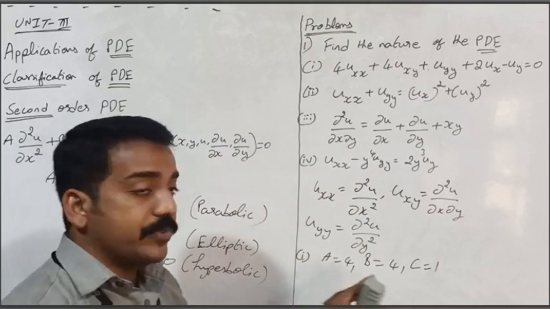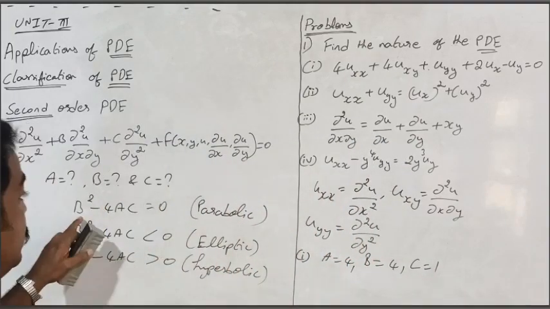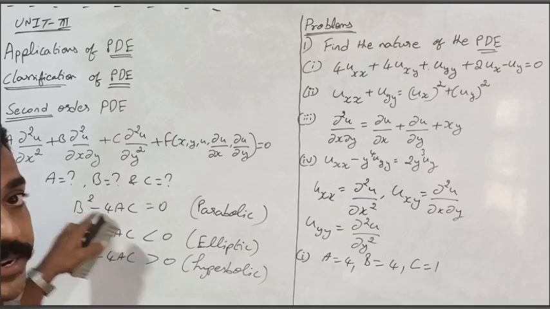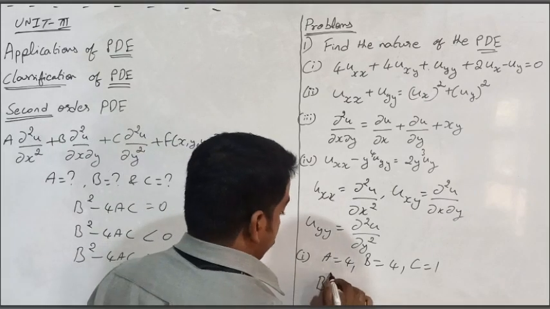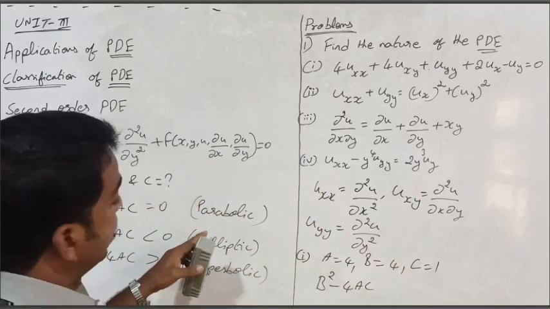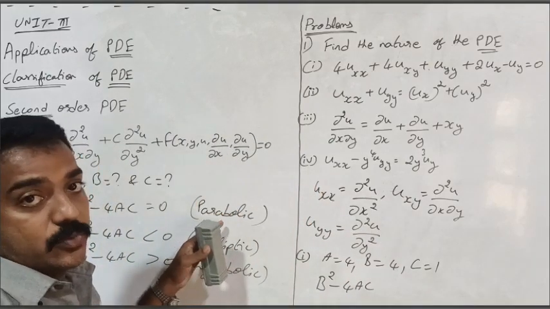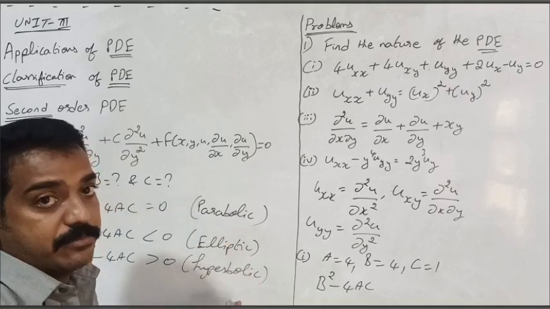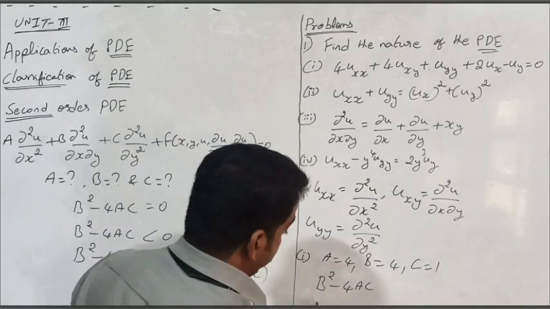Now we found the values of a, b and c. Now we have to substitute the values in this equation, that is b square minus 4ac. Now substitute in this equation. Based on the value, we can verify which equation it belongs to, either parabolic, elliptic or hyperbolic. Now substitute over here.